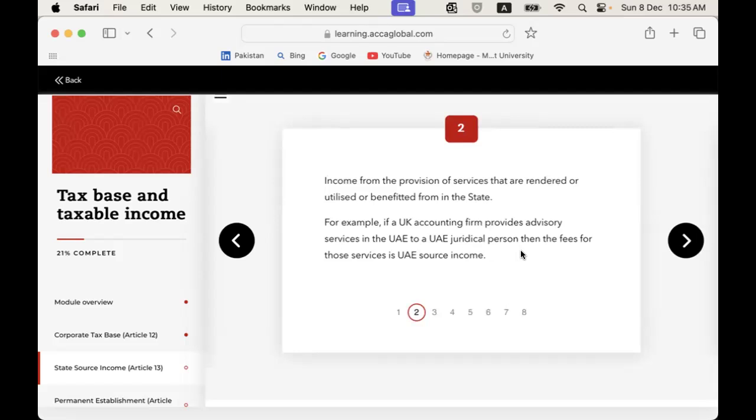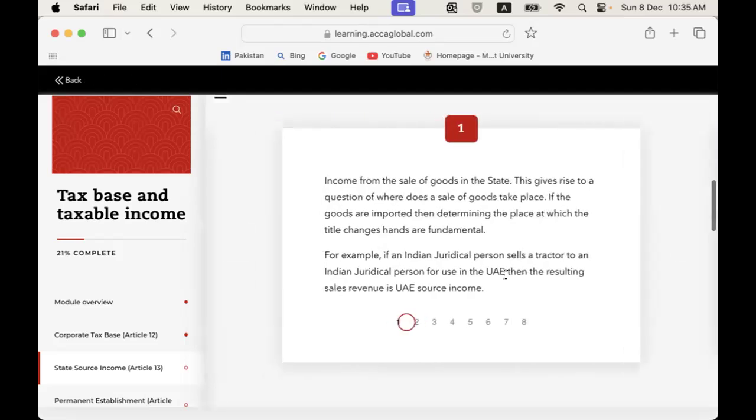Yes. I have a question in the previous example, in the point number one. Both were Indian juridical persons. Then why was it UAE source income? Good point. Let us read this last paragraph. I'm very glad that you were paying attention, Haya. Let us read this again. For example, if an Indian juridical person sells a tractor to whom? An Indian juridical person. Both persons are Indian juridical persons. But what about this part?